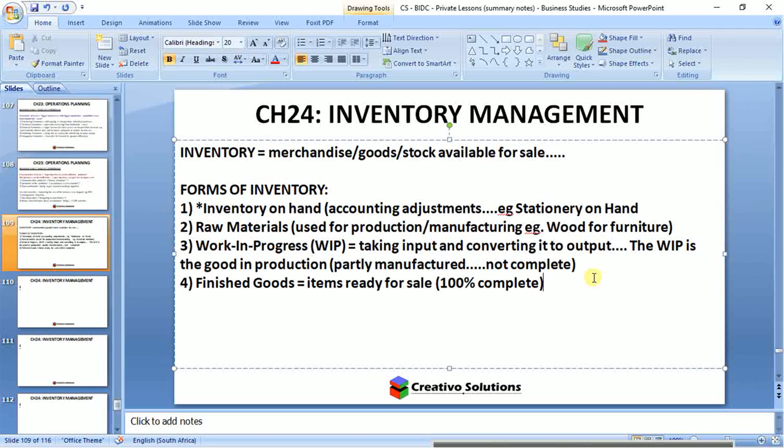Now we're going to be looking at the management of inventory. So there's just a short little category or topic here, or heading, and this subcategory just looks at the effective ways of managing inventory. They say, why does inventory need to be managed effectively? Why do you think it needs to be managed effectively?